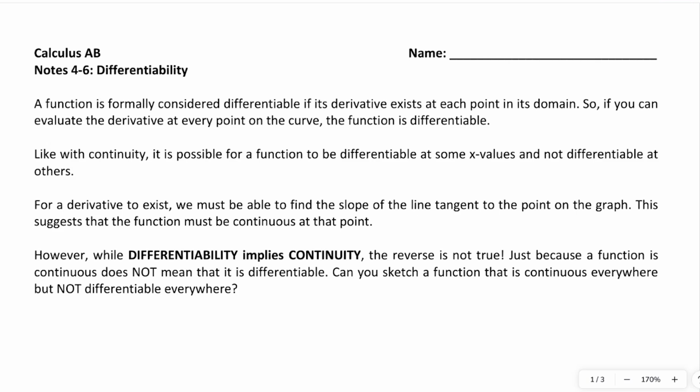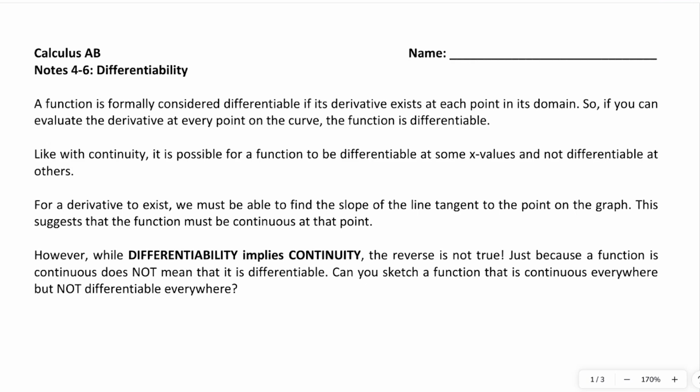So a function is considered differentiable if you can find the derivative. If you can find the derivative at a certain point, then it's differentiable at that point. And if a function is differentiable across its domain, then the function as a whole is considered differentiable. This is similar to the idea of continuity, where you can have a function that is continuous on its domain, but you could also have a function that has discontinuities that's still continuous on certain intervals.